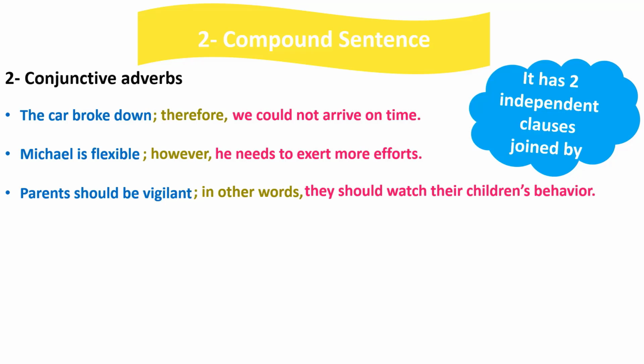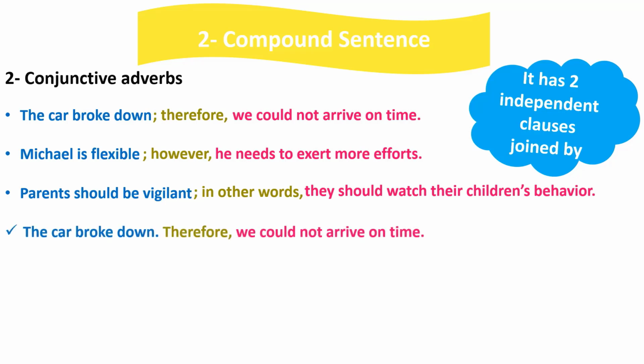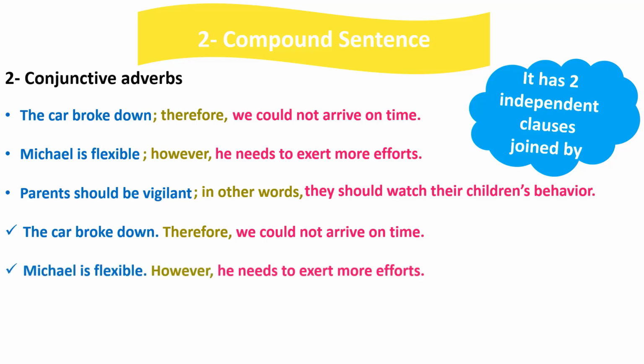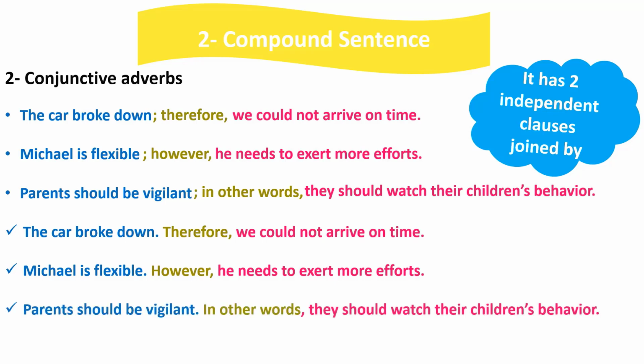We can also write these sentences differently. See here, the car broke down; therefore, we couldn't arrive on time. We can use the first clause as one simple sentence and use the linking word at the beginning of the second independent clause. So: the car broke down. Full stop. Therefore, we couldn't arrive on time, and here we use a comma after the linking word. Michael is flexible. However, he needs to exert more efforts. As you can see, we begin the second sentence with the conjunctive adverb or the linking word. Parents should be vigilant. In other words, they should watch their children's behavior.